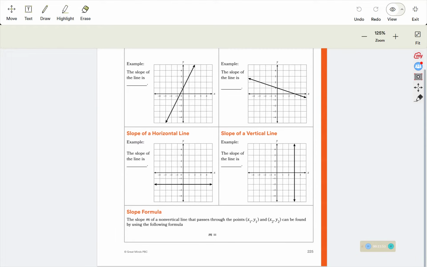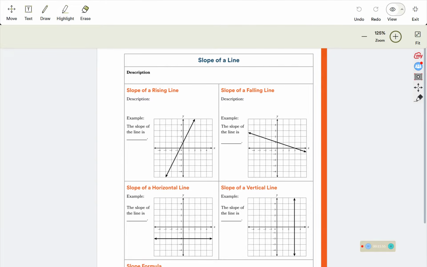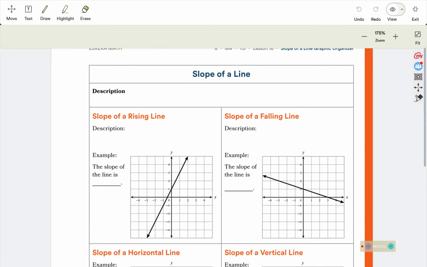In your book on page 225, we have a bit of a graphic organizer, and we can fill in some descriptions that we have so far. We haven't worked with any lines that are falling yet. All of our lines have been increasing from left to right, like if you were climbing up a mountain. We're just going to fill in the parts that we know so far. So for the description of what is a slope, it's a number that describes the steepness of a line.